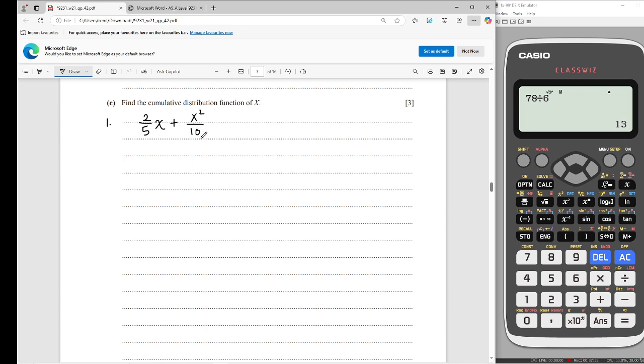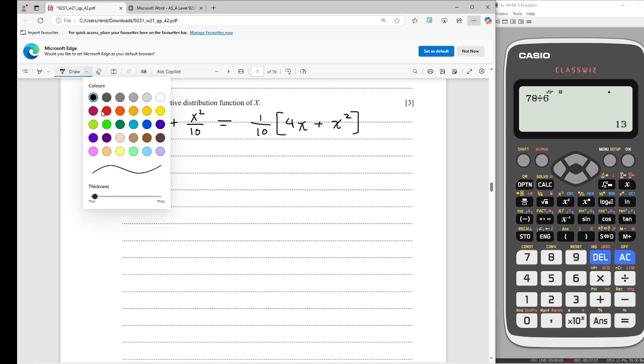Right, so this is what we had earlier on, and then we can simplify that. Let's factorize 1 by 10 out of this entire thing, so that we get non-fractional coefficients. So for this, if you factorize 1 by 10, you're going to get 4x here, 4x, and then we add that with x squared. That's our first one.